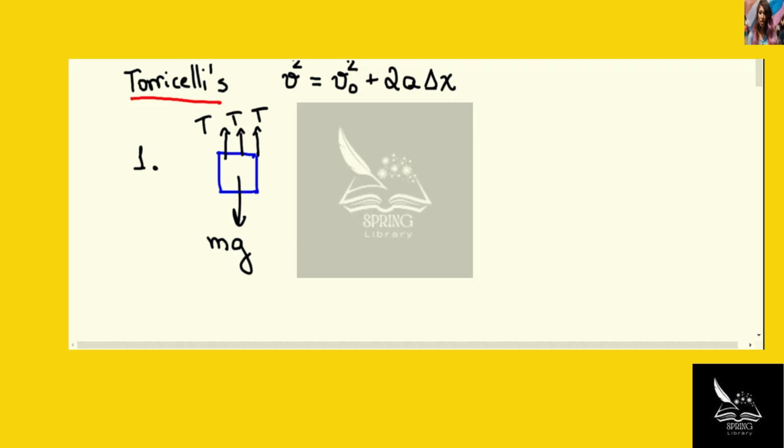There are 3 points where the rope acts on the elevator, and each point corresponds to a force of T. So in total, the total force that acts on the elevator is 3T minus mg, and this is equal to ma. So the acceleration is equal to 3T divided by m minus g.